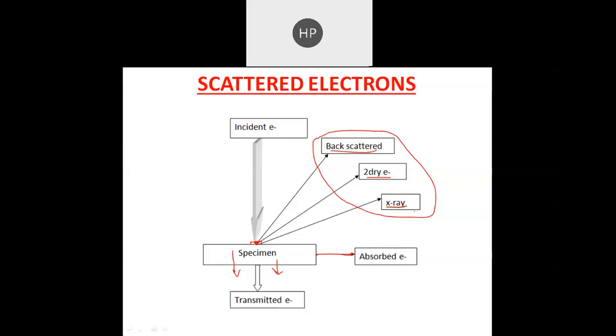As the electron beam strikes the specimen, we get backscattered electrons, secondary electrons, and X-rays as signals. So remember all these names: BSE, backscattered electrons; SE, secondary electrons; and X-rays. These three are the signals that we get from the specimen.